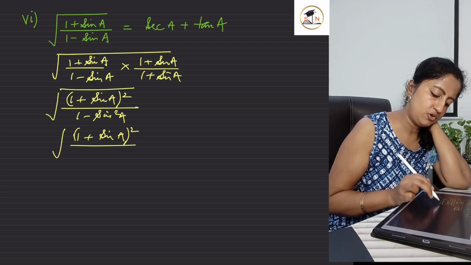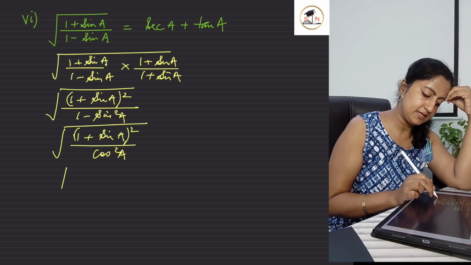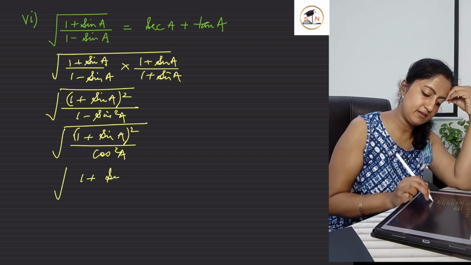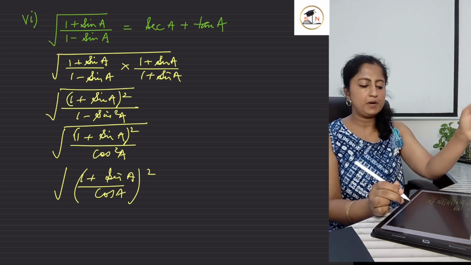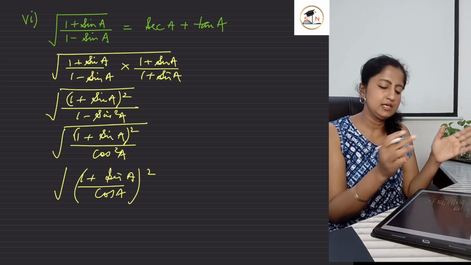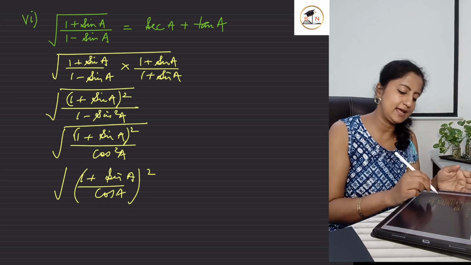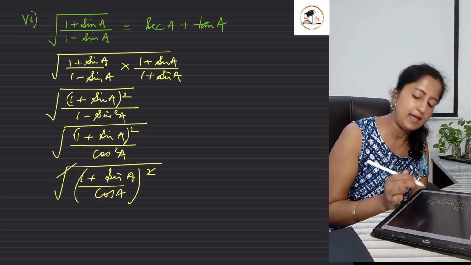It is cos square A, right? Now, if you see, I can rewrite this step as (1 plus sine A upon cos A) whole square, because on top we had (1 plus sine A) whole square, and at the bottom we had cos square A. So I just took out the square outside as a common thing, such that now we can get rid of the square root and the square.